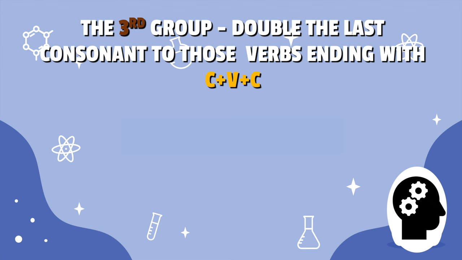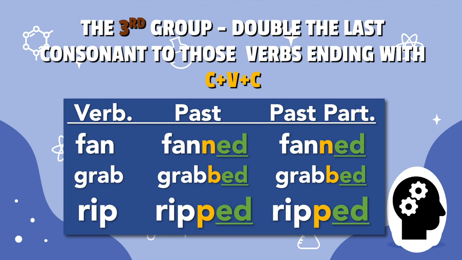The third group, you need to double the last consonant to those verbs ending with a consonant, vowel, consonant. So C, V, C. Just like these examples. Fan, fanned, fanned. Grab, grabbed, grabbed. Rip, ripped, ripped. So we double the last consonant: N, B, and P.